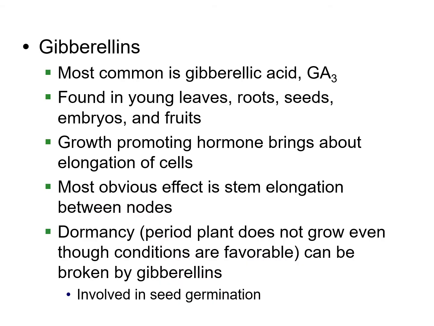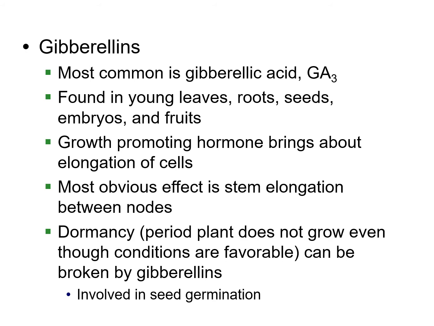Okay, another hormone is the gibberellins. The common one is GA3, or gibberellic acid. This one's all about the leaves and roots and embryos and fruits. It's a hormone that provides for the elongation and growth of cells. A lot of the time, the most obvious thing you're going to see is it makes the plant grow taller between the nodes. So auxin itself is for the growth up or to the sides. The gibberellins are responsible for the stem growth in between those nodes of leaves where they're growing.